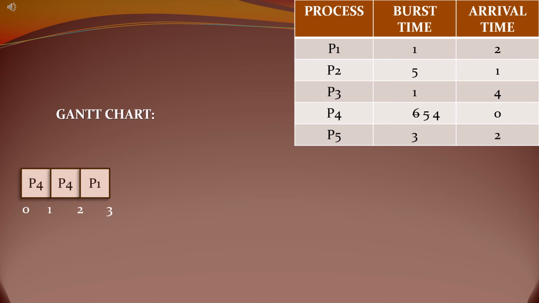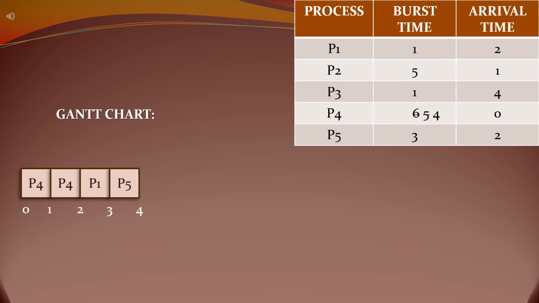Again after 1 unit of P4, that is at time 2, we have to check for the arrived processes at time 2. So we get P1 and P5. P2 and P4 are already in the ready queue, and the remaining time for P4 is 4. So we have to check which one is the shortest. Here the shortest is P1, that is 1. Then P1 will be executed. So P1 is completed here with its whole burst time of 1.